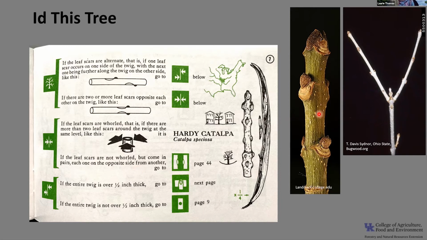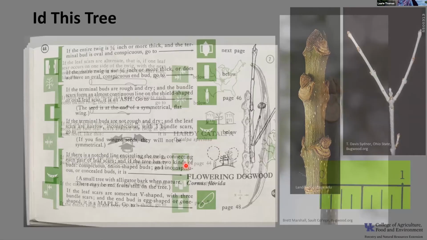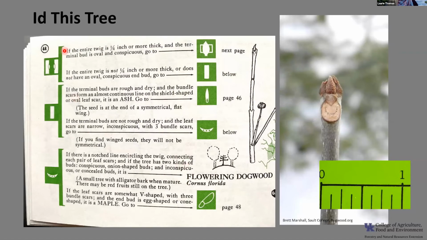Well, we only see two leaf scars, don't we? One, two, and we only see two buds. We're not seeing three buds. So our sample fits this bottom criteria. So we want to turn over to page 44. And it's the bracket at the top where it showed that you had opposite leaf scars.